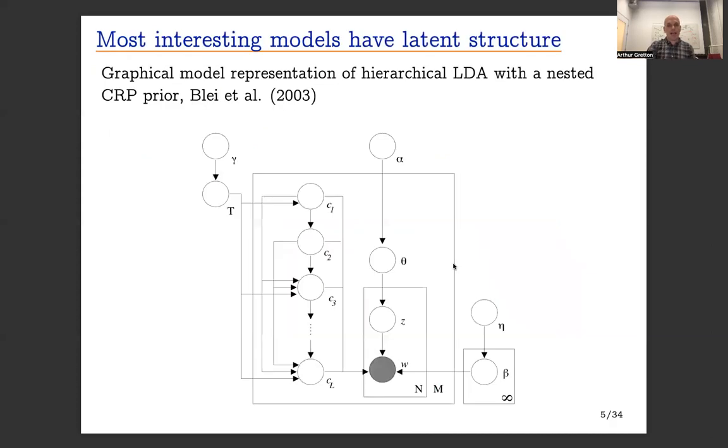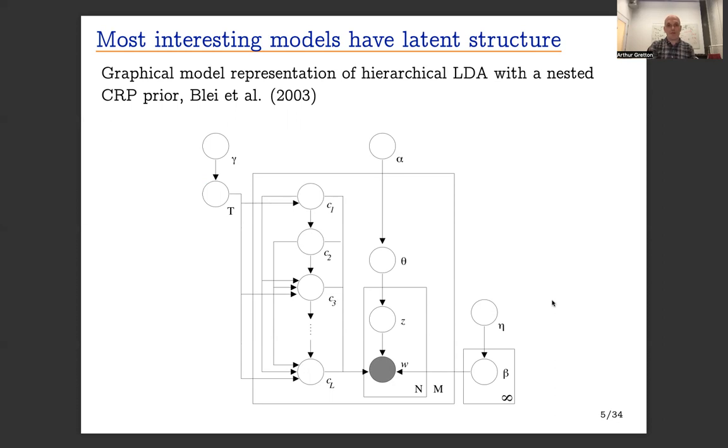Another point to keep in mind is that if you're a Bayesian and you're making a model of a system, then many models have latent structure. And so here is an illustration. This is a graphical model representation of hierarchical latent Dirichlet allocation with a nested Chinese restaurant process prior. I'm putting this up here not to go over all of the details, but just to show you that many Bayesian models are effectively like iceberg models. So you have an observation variable, but a great deal of latent structure underpinning that observation.